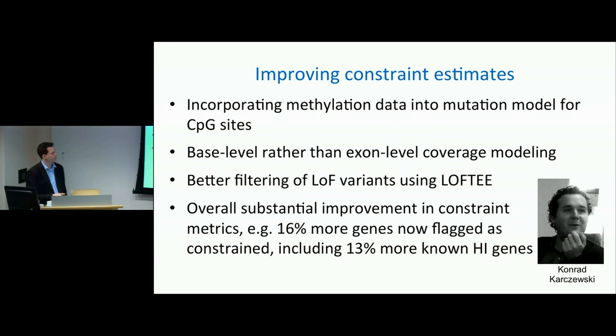He does base-level rather than exon-level coverage modeling, and better filtering of LOF variants using LOFTEE, as I mentioned earlier, and overall this results in an increase in the sensitivity of this metric. So this, combined with the larger size of gnomAD, increases our ability to identify constrained genes, including now 13% more of the known haploinsufficient genes falling into this high pLI category. So we're now capturing virtually all of the genes that are known to be haploinsufficient within that set.